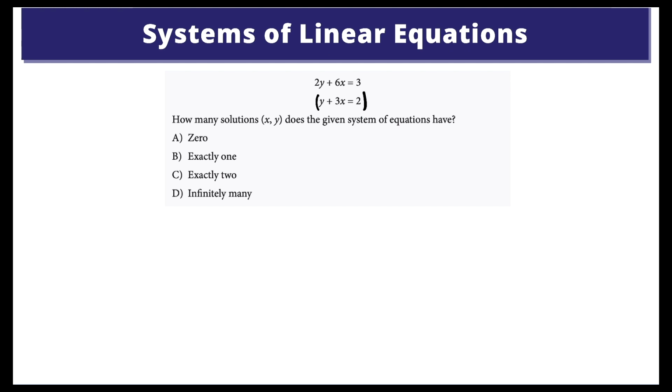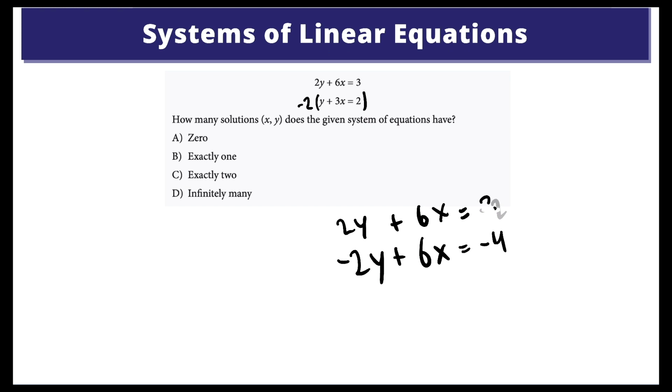Let's multiply this by 2. Right? As a matter of fact, let's do it by -2. So we get -2y plus 6x equals -4, over 2y plus 6x equals 3. Now let's add them.